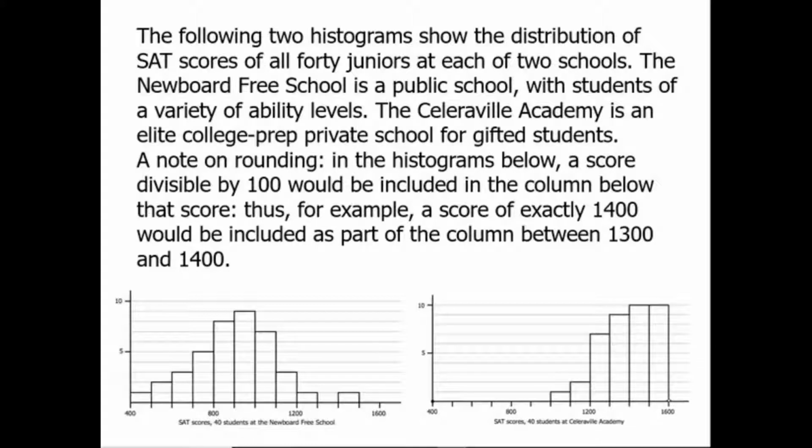Well, we have 2 histograms, one for each school, and each one has SAT scores of 40 juniors. So the first school has students of varying abilities, and this histogram has kind of a bell-shaped curve. The other one is gifted students, so we have a lot of high scores there. And we get this note on rounding. A score divisible by 1,000 will be in the column below. So a score of 1,400 would appear in the column between 1,300 and 1,400.